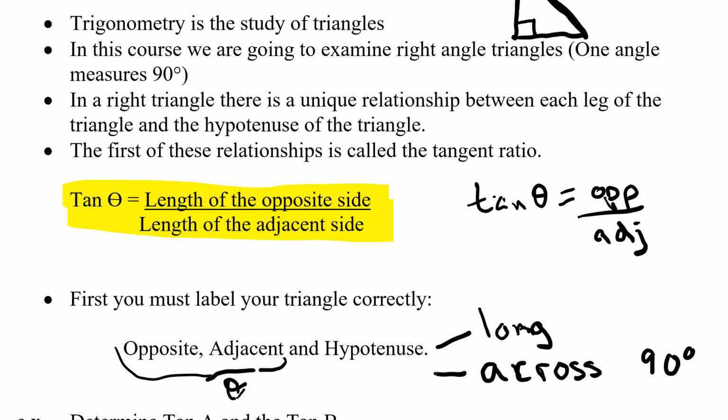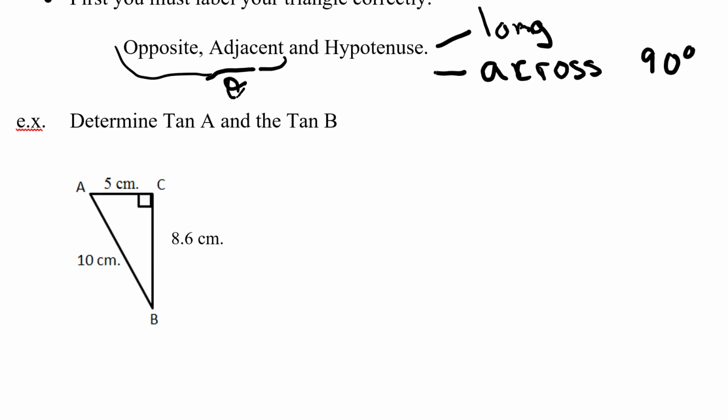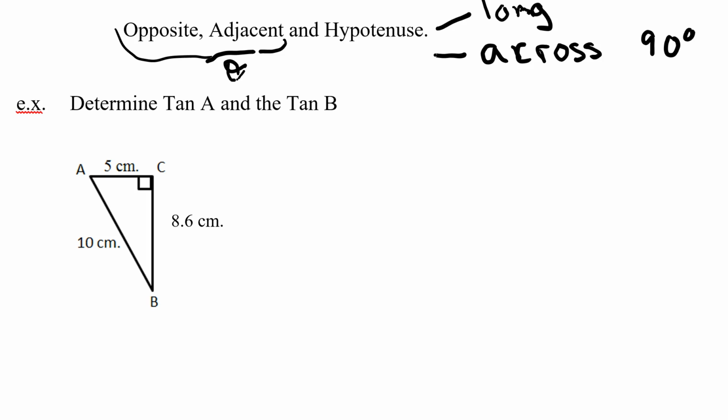So let's look at a basic question on how to use tangent. What we're asked here is to find the tan of angle A and the tan of angle B. So I'm going to put angle A in red. So we've got to ask ourselves, where is angle A? Angle A is in this top left corner. So this is going to be my angle. Once I have my angle, I need to start labeling the triangle. Here's angle A, so we need to find opposite, adjacent, and hypotenuse. This is 90. I go across the triangle to get to my longest side, hypotenuse, HYP.